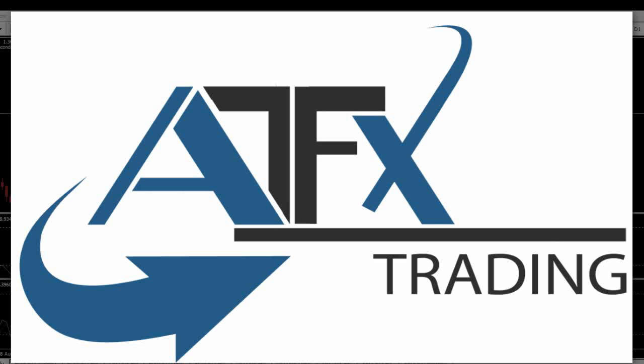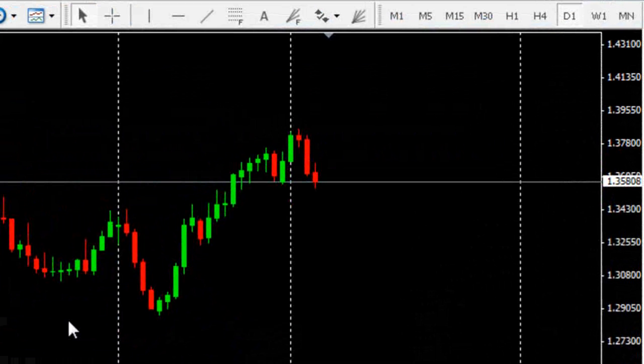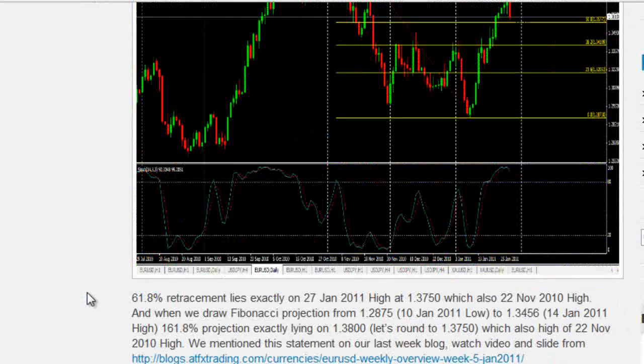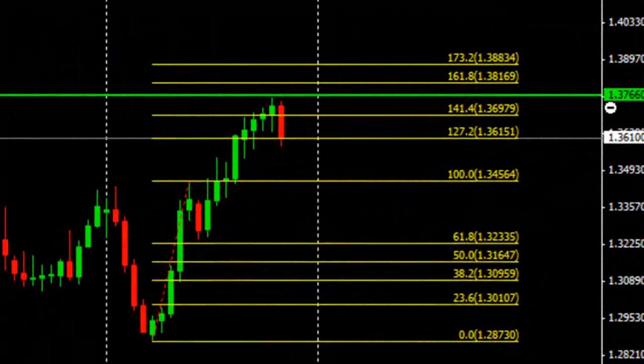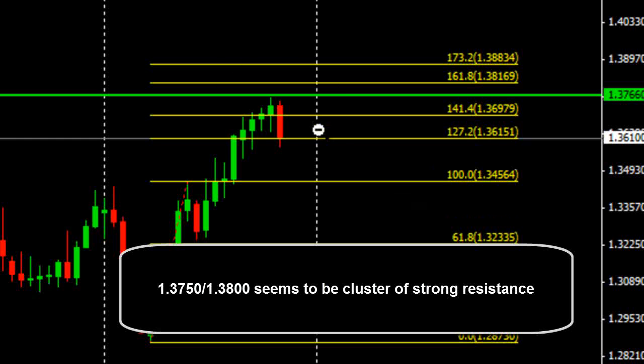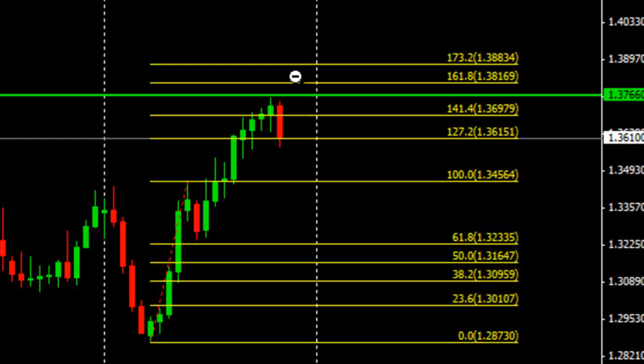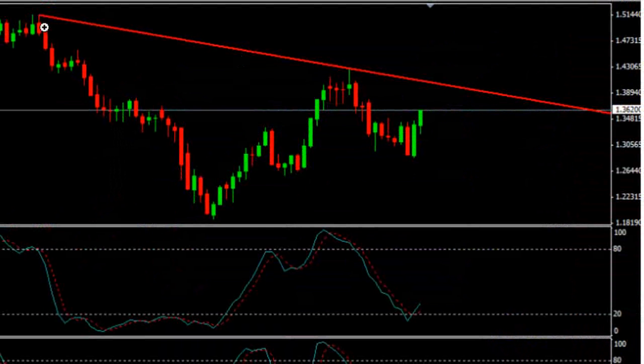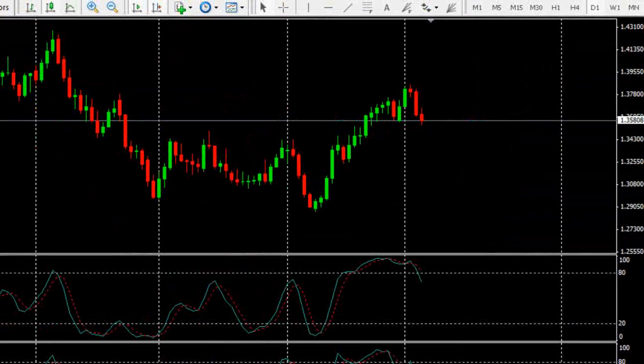Let's take a look into the weekly overview on EURUSD from Monday, February 7th to Friday, February 11th of 2011. Currently, EURUSD is trading around 1.3580 on Friday, February 4th of 2011. In our last week's blog post, we mentioned that the price could reach 1.3750 to 1.3800, which seems to form a cluster of strong resistance. Breaking above this could lead the price to the following strong downward trend line which we drew from the weekly chart. Now let's see what actually happened.